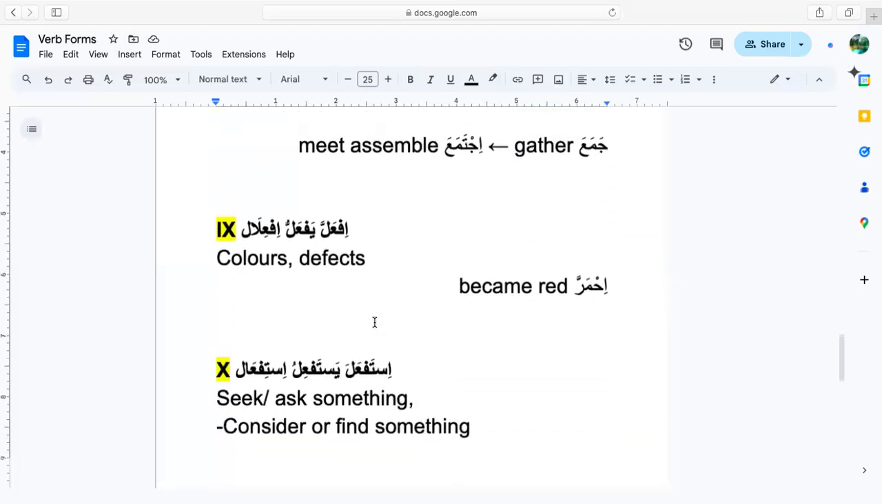Then we have number 9, which is if'alla. Here we see the hamza al-wasl again at the beginning, the kasra, and the lam doubled this time. This is usually for colors and defects. For example, someone who is limp, someone who is cross-eyed, all the defects. They will use this pattern. So here we have ihmarra, to become red. Ihmarra wajhuhu means his face became red, ihmarra yahmarru ihmiraran.